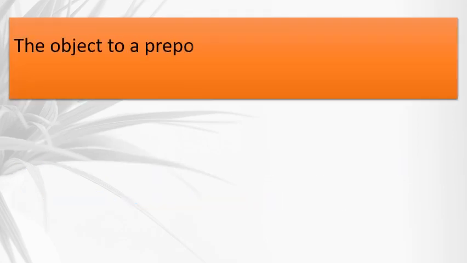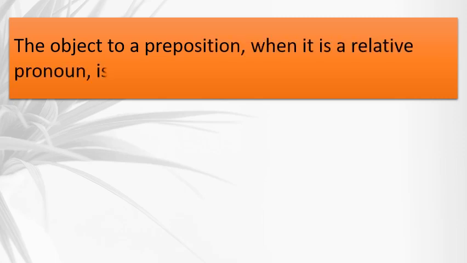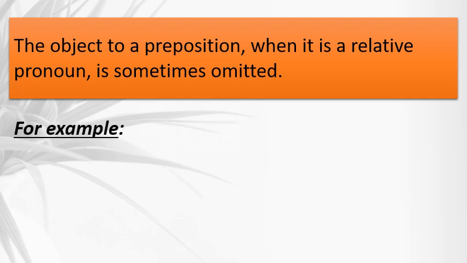The object to a preposition when it is a relative pronoun is sometimes omitted. So let me clear you what is the meaning of relative pronoun. A relative pronoun is one which shows a relationship between two words, two nouns or pronouns. To clarify it, let's see some examples.